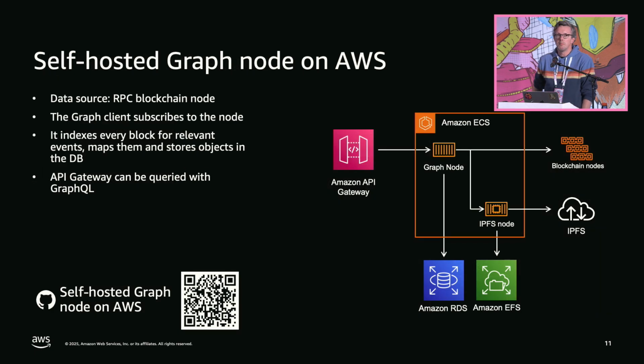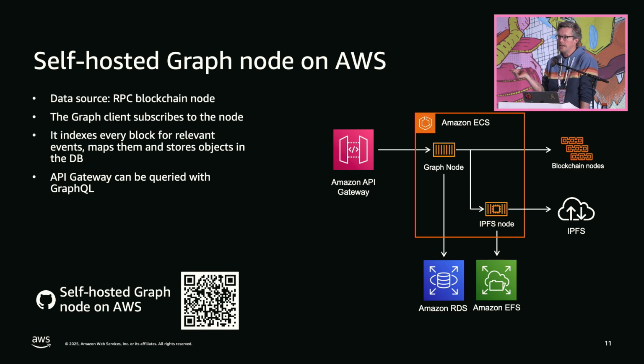One of the major frameworks for that is the Graph, of course. It's an open source framework. They have their own dedicated graph network that you can use to deploy your subgraphs to. But if you want to, you can also spin up your own graph node. This is what it would look like on AWS. And we do actually have, that's the QR code on the lower left there, a CDK script that does it for you.